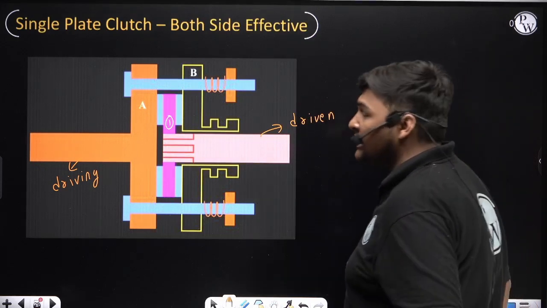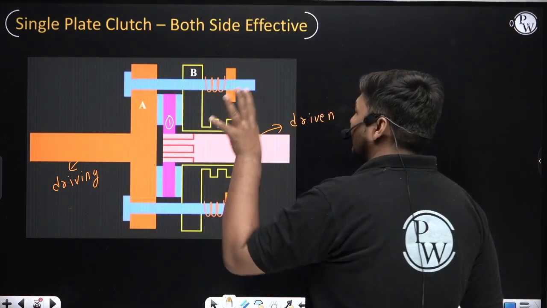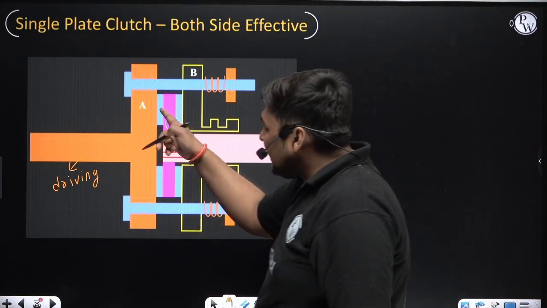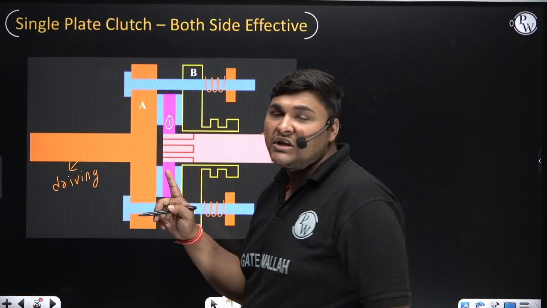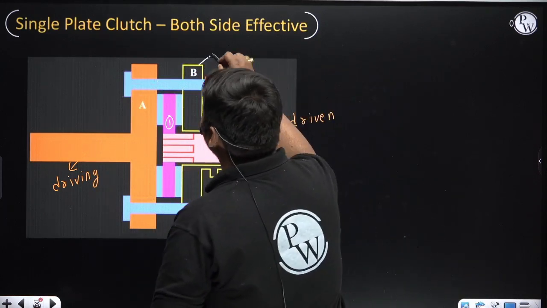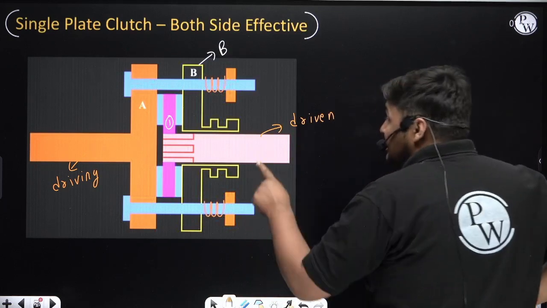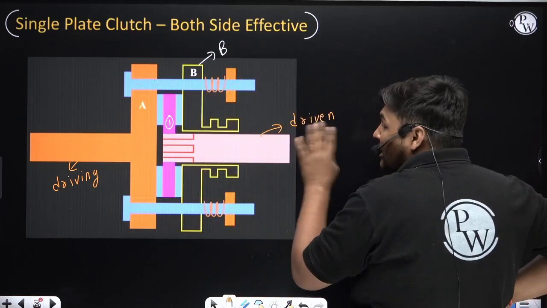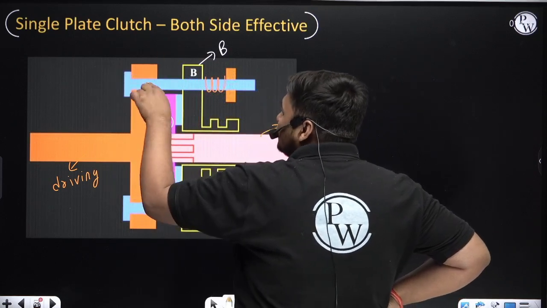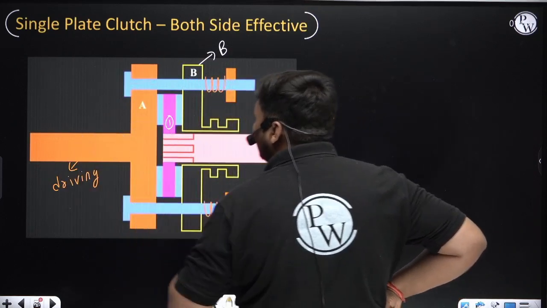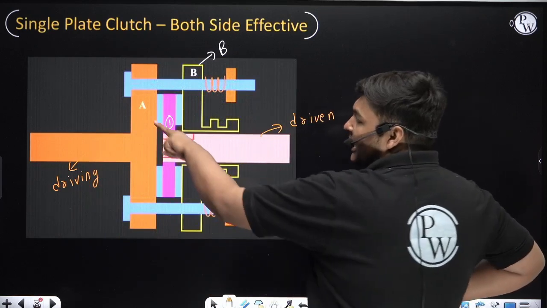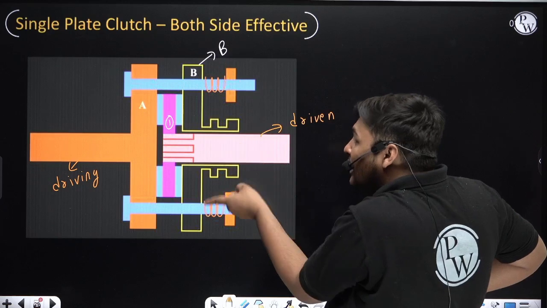Now the difference as compared to single plate clutch with one side effective is that on the driving shaft we have mounted 2 plates. Plate A is directly mounted on the driving shaft, and since the driving shaft is not a splined shaft, plate A cannot move like this. We have mounted another plate, plate B, but not directly. Don't get confused, plate B is not mounted on the driven shaft; you can see a slight gap. Plate B is attached by this bolt, and through the bolt it is connected to A, which is connected to the driving shaft. So plate B is ultimately mounted on the driving shaft. If the driving shaft rotates, plate A will also rotate, and plate B will also rotate.